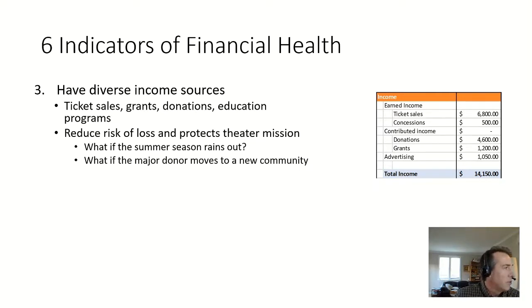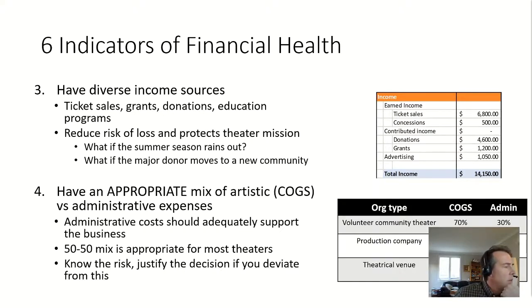So diverse income sources are important for financial health. Number 4, have an appropriate mix of artistic versus administrative expenses. Now, in the budget exercise that we did, the idea was that we wanted to keep a 50-50 mix between your COGS and your admin costs. That's appropriate for most theaters. Depending on what type of organization we're dealing with, though, you can kind of play with that.